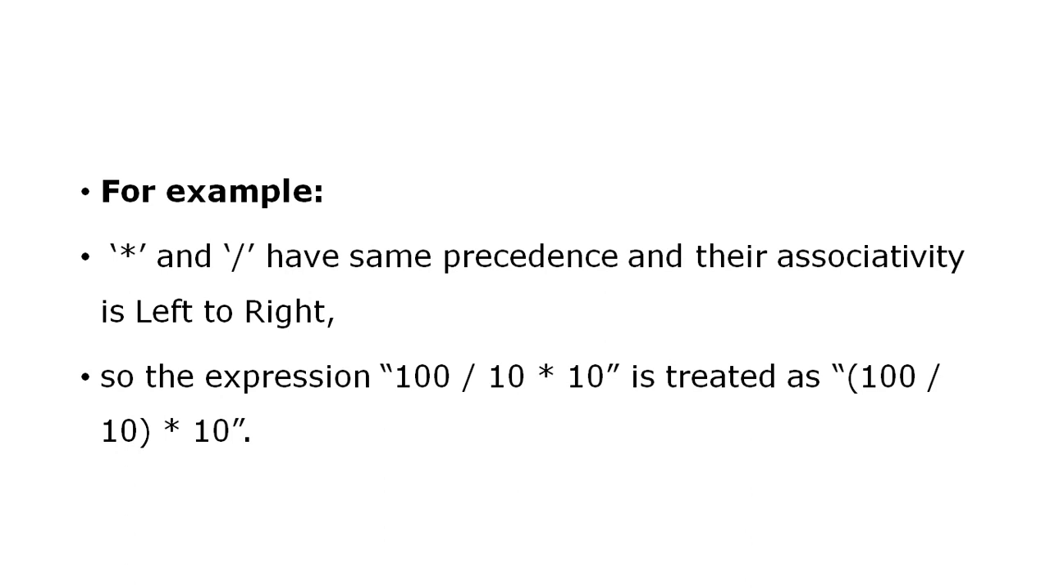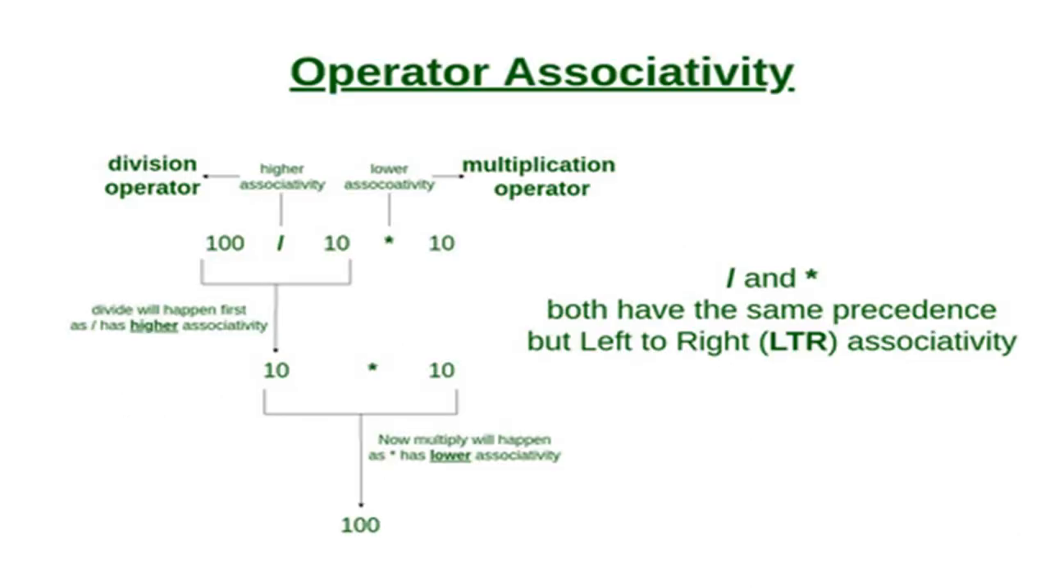For example, star and division have the same precedence, and their associativity is left to right. So the expression 100 slash 10 into 10, that is division and then multiplication, is treated as 100 slash 10 within brackets and outside multiplication by 10, that is left to right.